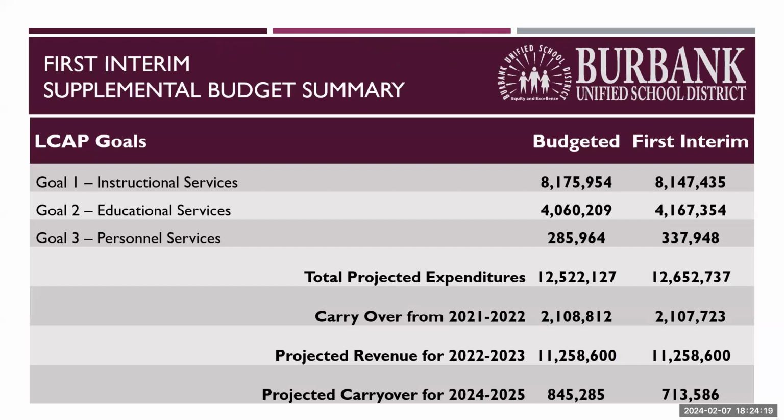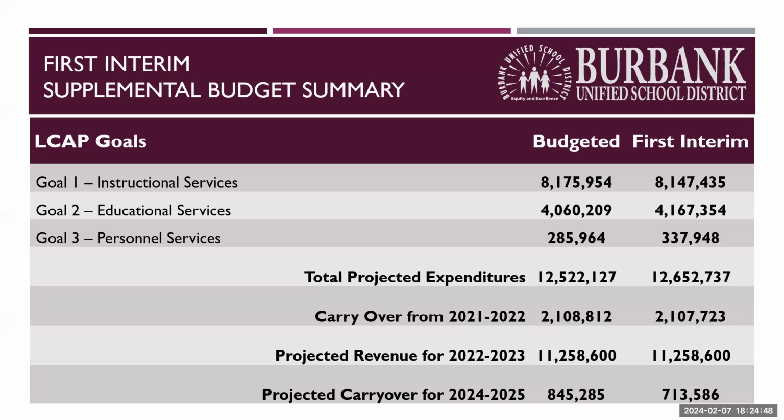Our first interim, when it comes specifically to our supplemental funds and LCAP, is depicted here in this slide. It's broken down by the three primary goals. We do have 4 goals in our LCAP. However, we do not have any expenditures for goal 4 in our supplemental funding. All of goal 4 is funded through general fund dollars. But you can see where we budgeted and where we are at first interim.